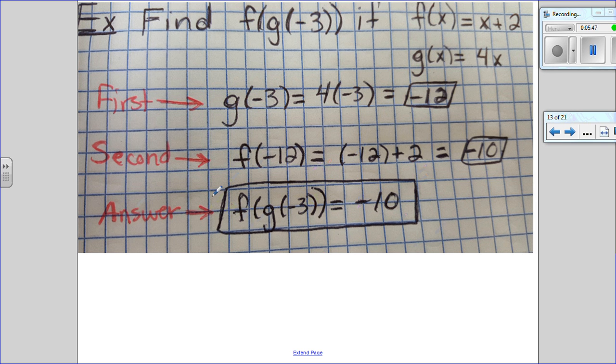And again, this is the correct notation for your final answer. Okay, so go ahead and copy all this down. If you have any questions, please let me know, and I will stop and clarify. Okay, we have one more example.